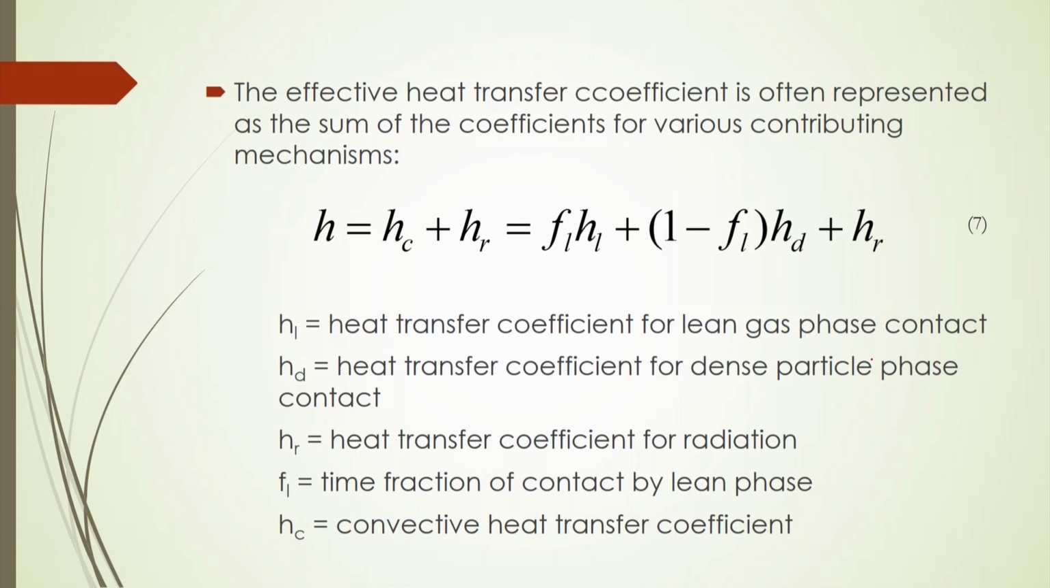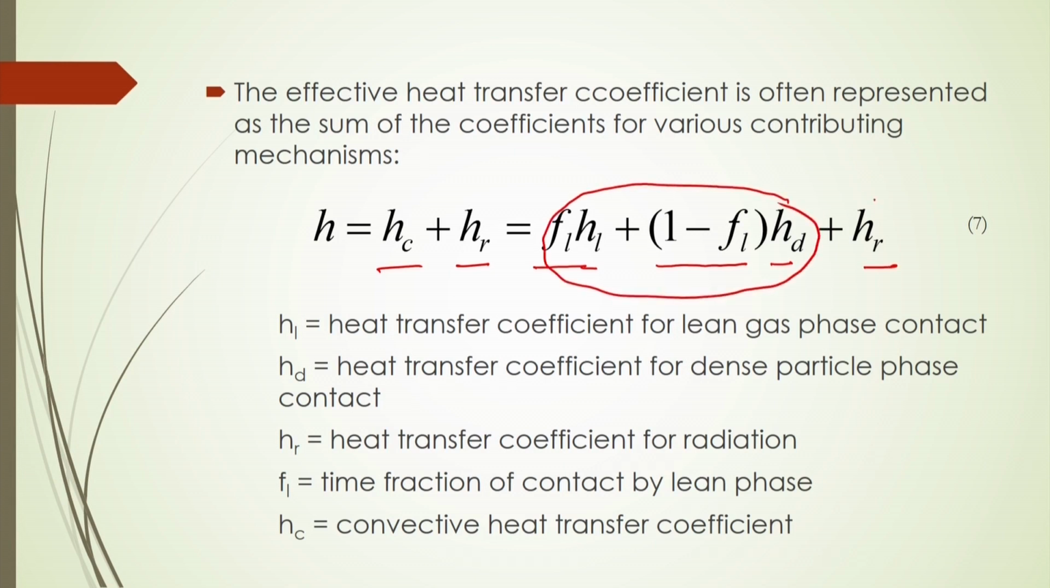Now, the effective heat transfer coefficient is often represented as the sum of the coefficients for various contributing mechanisms, like h will be equal to h_c plus h_r. What is h_c? h_c is called the convective heat transfer coefficient, and h_r is called the heat transfer coefficient for radiation. Now, h_c is nothing but f_L into h_L plus (1 minus f_L) into h_d, plus h_r here. So, this one is the h_c and this one is h_r.